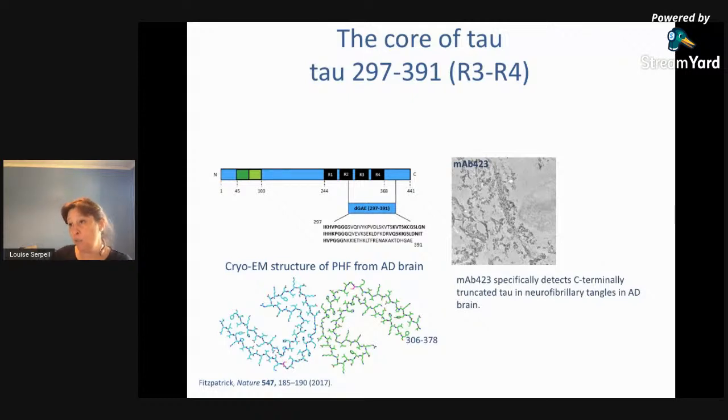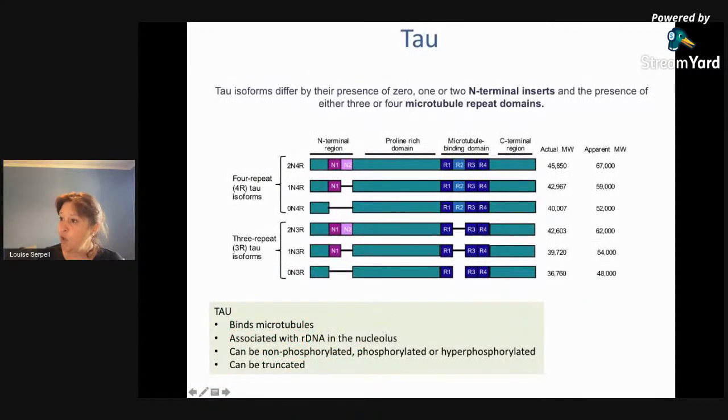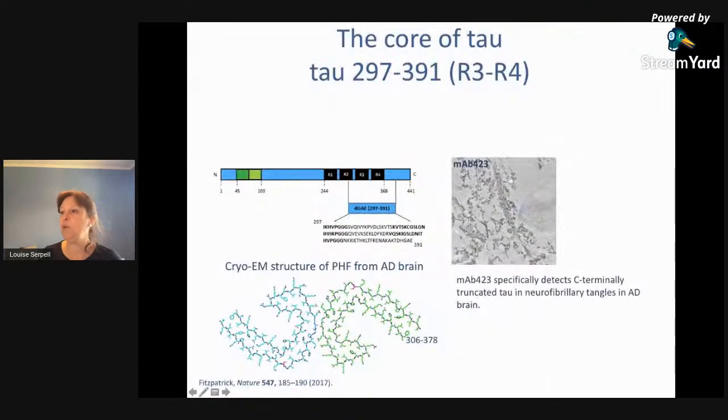And so we started to work on a region of tau, which is shown here, 297 to 391, and that covers the repeat 3 and repeat 4 region of tau. And so if you notice in the previous slide, that's common to both 4 repeat tau and 3 repeat tau. So 3 repeat tau has R2 missing. So it's a nice model system to work with. This arose from some work that was done a long, long time ago that showed that an antibody that's raised against this final amino acid, the 391, labels paired helical filaments in vivo.